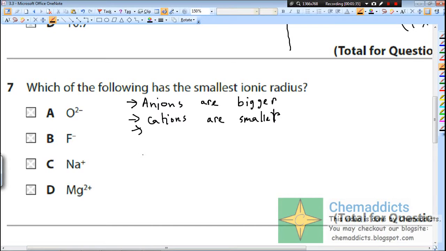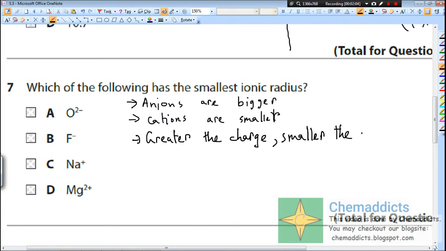Then we should also know that greater the charge, smaller the size. So here is another relationship that we would discuss: greater the charge, the smaller the ions would be. Okay, greater the charge, the ions would be smaller. So here let us discuss these three points.